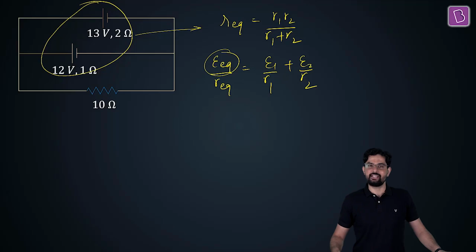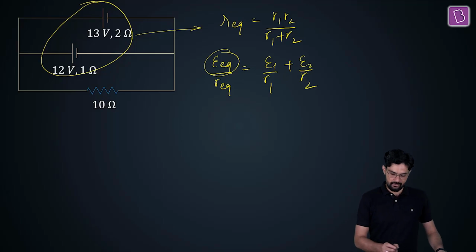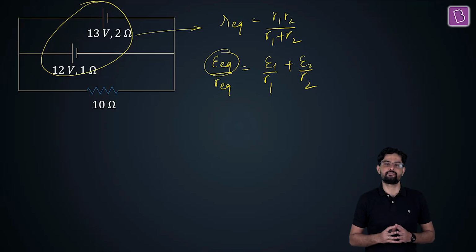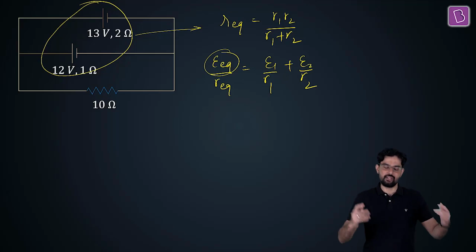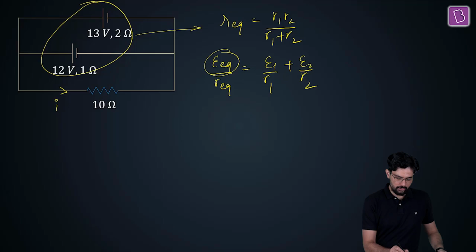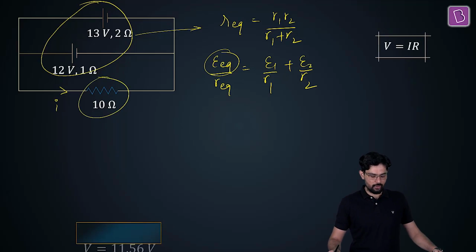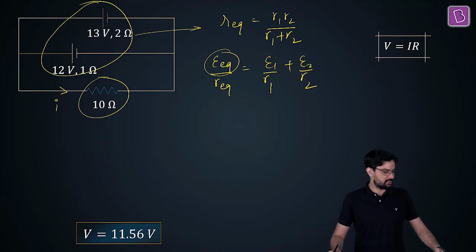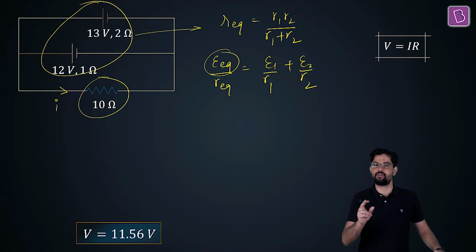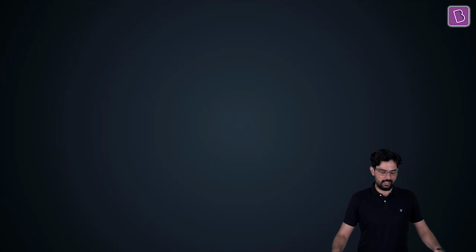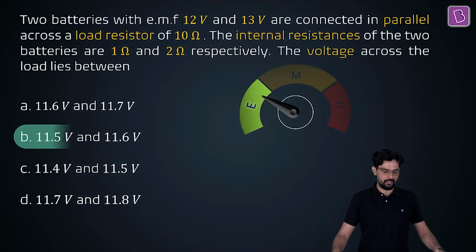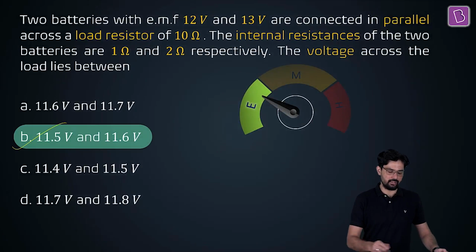And then it is very easy. Once you have this, you can find out the current in the circuit, right? And once you have the current, you can find out the potential difference across this resistor by applying V is equal to I into R. So when you solve for this, you are going to get the value of the potential difference across the load resistor to be equal to 11.56. I trust your calculations and hopefully you will get the desired answer. So you can see in this case option B is going to be the right option.